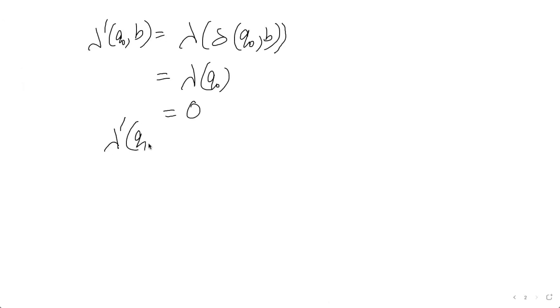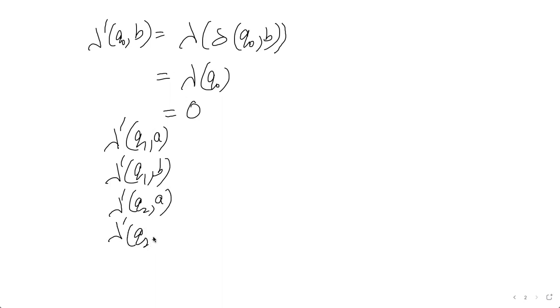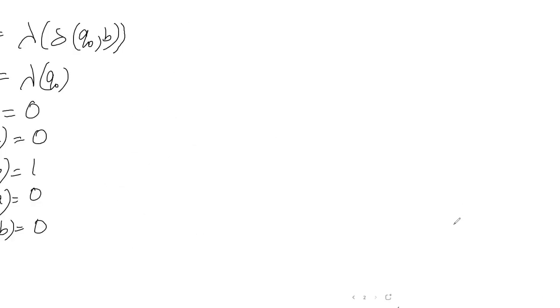Lambda dash of Q1 on A, lambda dash of Q1 on B, lambda dash of Q2 on A, and lambda dash of Q2 on B. I'll just write it down. I already have the answers: 0, 1, 0, 0. Please try to find out these answers, this is much easier to do. So now you have got the outputs and everything.